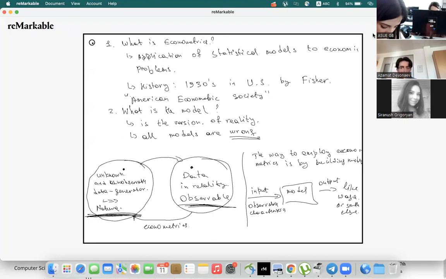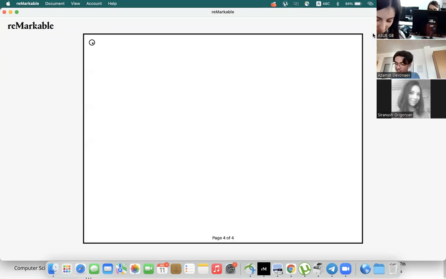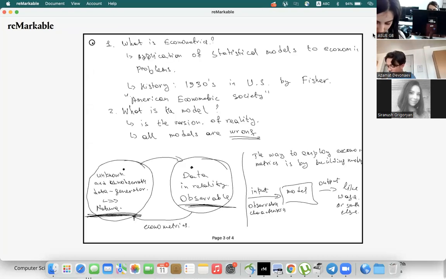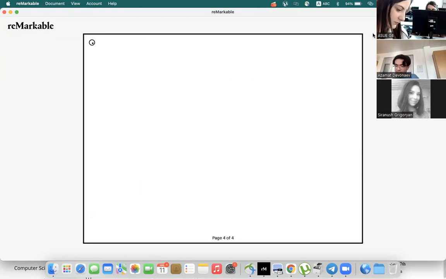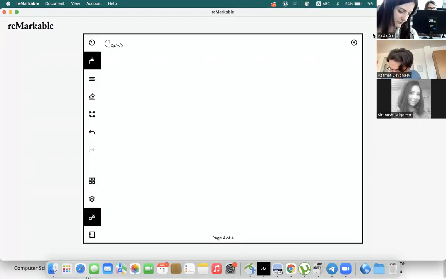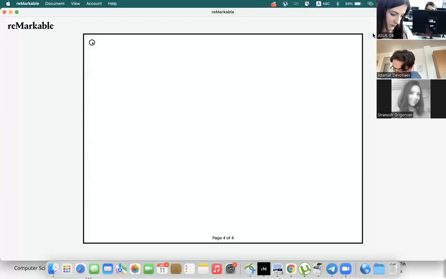Do you guys understand what I'm talking about? Yes, we understand. Great. Just tell me if something is not okay. So this is basically what is the model and what the econometrics is about, the big picture, basically. So what I want to discuss next is causality in our outline.